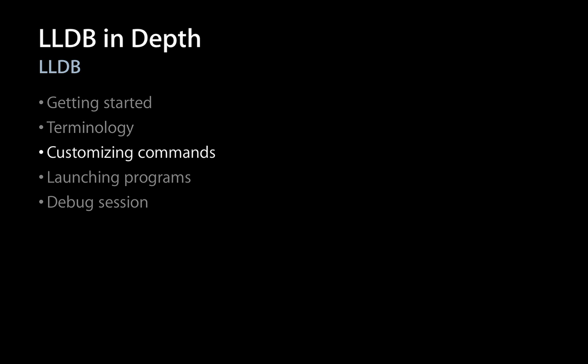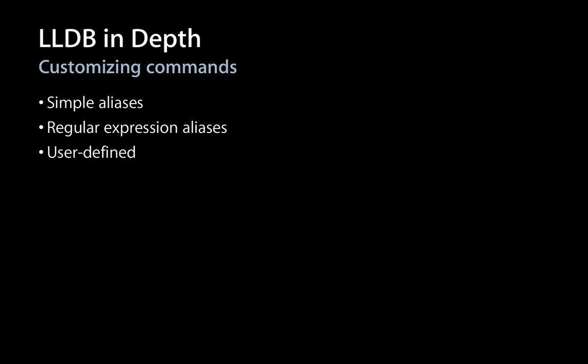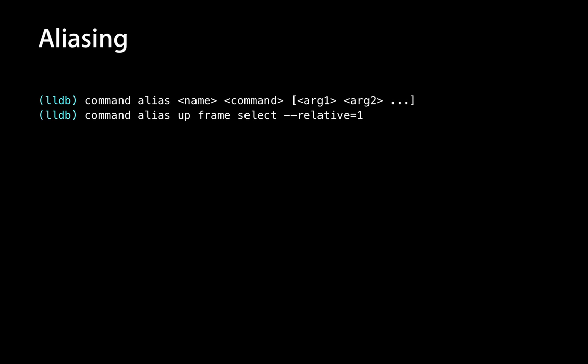Let's look at how we can actually customize the commands themselves. We've got three different ways to customize commands. We've got some simple aliases, we've got regular expression commands, and we also have a way to make user-defined commands in case we have missed a command that you had in a previous debugger. With simple aliases, it's very simple. We use the command alias command. You specify an alias name, and you specify one or more things that you'd like us to type in its place. Here, we're going to remake the aliases for up and down, which select the next and previous frame, by creating quick aliases to them.